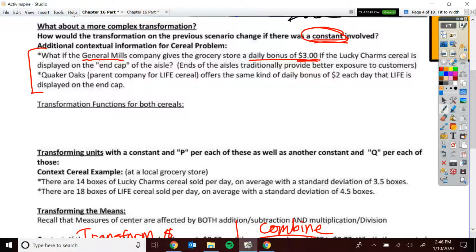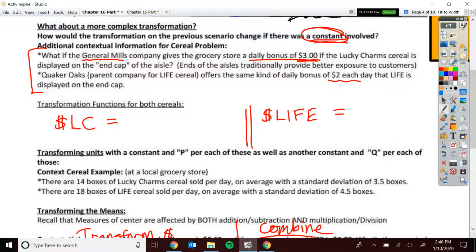So $3 bonus for the Lucky Charms if they get on the end cap. And then Quaker Oats is the parent company for Life. True story. And they're going to offer $2 a day for Life if they display it on the end caps. So what would the transformation functions for these two cereals look like? What would that transformation function for Lucky Charms look like? And that transformation function for Life. Okay, figure out what you think that is.